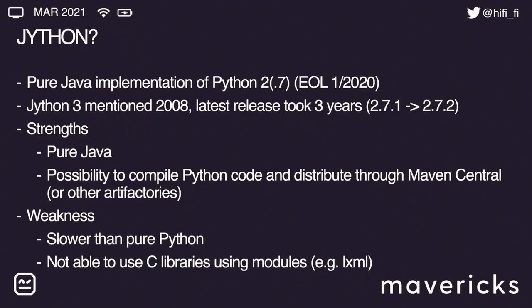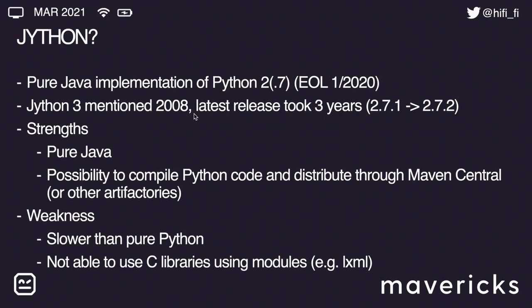Let's start first from where we are now. Currently, the Robot Framework inside the Java application development lifecycle is running with Jython, or usually running with Jython, which is a pure Java implementation of Python 2, which had end of life in January 2020. And it has been quite a slow project. The latest patch release took 3 years, and Jython 3 has been mentioned since 2008, but is not working yet.